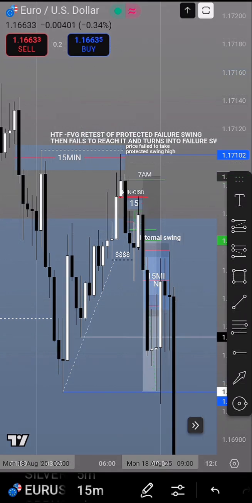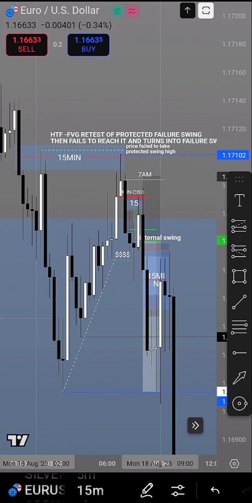So let's just go over why I took the short trade today. Basically, you can see that price was bearish for a while, right? You can see on the left it tapped into a bearish 15-minute FEG, and then from there it continued lower. So then you can classify that swing high in the bearish FEG as a protected swing point or a failure swing in the market, right?